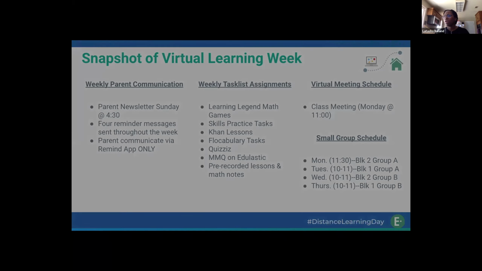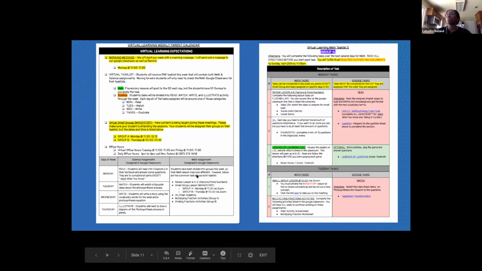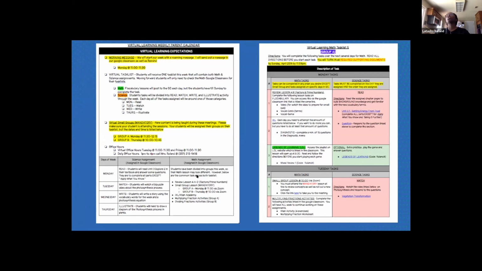So these are the 2 types of communications that I sent out to parents. On the left, this is what a parent newsletter looked like. I literally streamlined everything they needed to know. And at the bottom is what I sent out, a snapshot of our learning week. Because I had 2 subjects to teach, my task list went from 2 to 1, and I combined it. So everything that they needed to do was linked directly in that document.